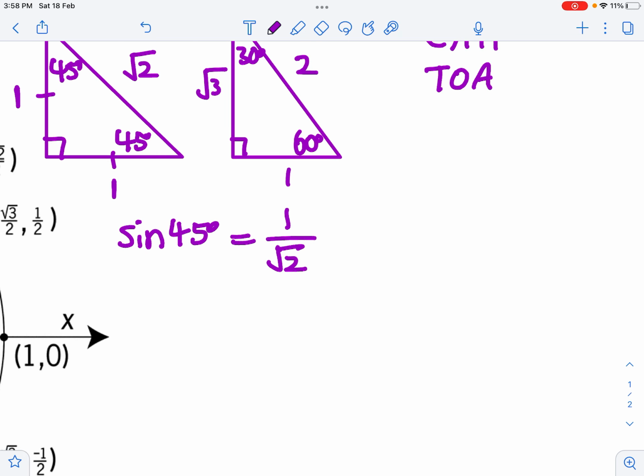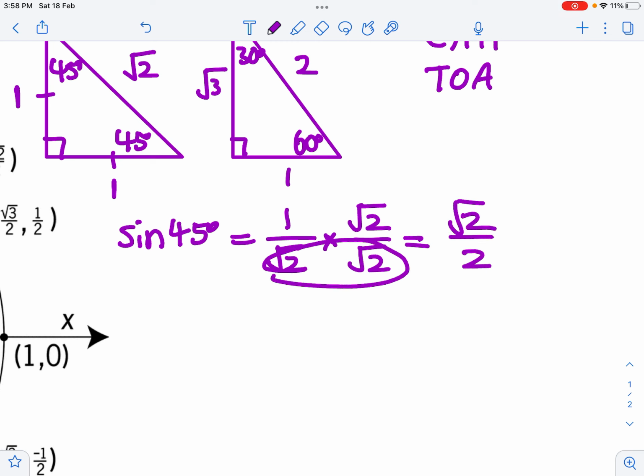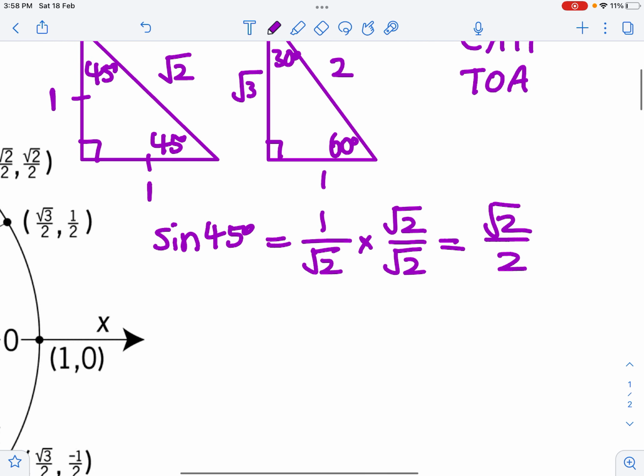And when we have a square root in the denominator, we usually want to put it in the numerator, not in the denominator. So how we can do this is that we can times square root 2 over square root 2, which is the same as 1. And when I times that, I get square root 2 over 2, because square root 2 times square root 2 is just 2.